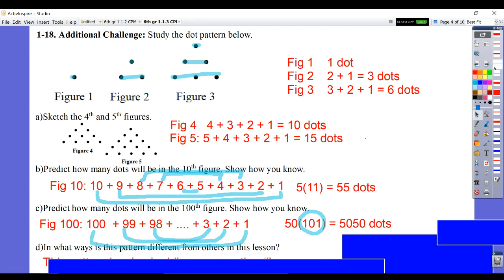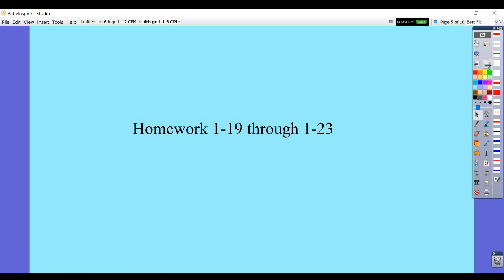All right. So that is basically the main concepts from the classwork from section 1.1.3.